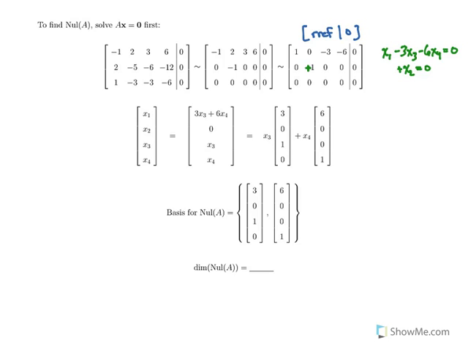x1 is 3x3 plus 6x4, x2 is 0, and then x3 and x4 are free. And since we can write the system as a linear combination of those free variables, we have (3x3 plus 6x4, 0, x3, x4). We can write this as a linear combination of those vectors, and those vectors form a basis for the null space of A. These are the vectors that correspond to the free variables in our matrix. And in this case, the dimension of the null space is going to be 2.